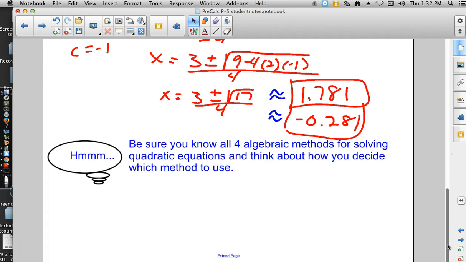So the big idea here is be sure you know all 4 algebraic methods for solving quadratic equations, and think about how you decide which method to use. Which ones you like better. Pretty obviously, we'd like to factor if we can. Easiest, fastest way to get some nice integer answers. But not everything is going to be factorable.